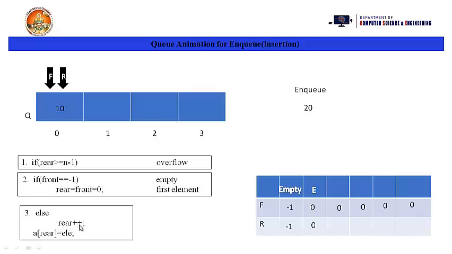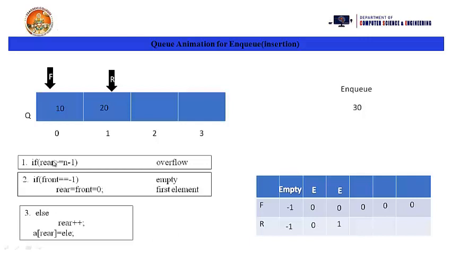Simply increment the rear position. So what is the rear value here? 0. Now we need to increment the rear value by 1. Now in this position we need to enqueue the value. So before that, the rear value is moving to the first index position, then you can enqueue the value. Then I need to enqueue one more element, 30.